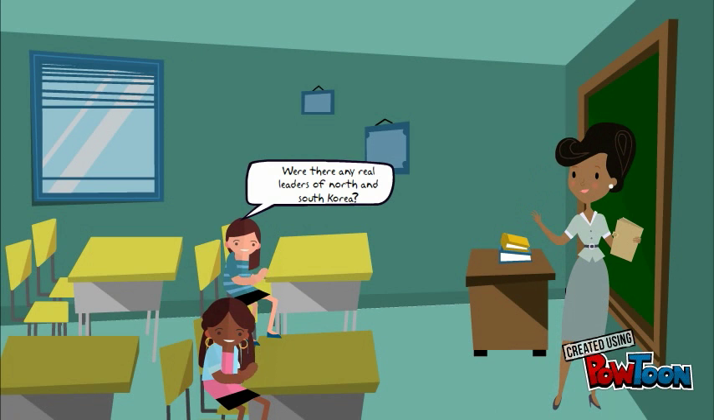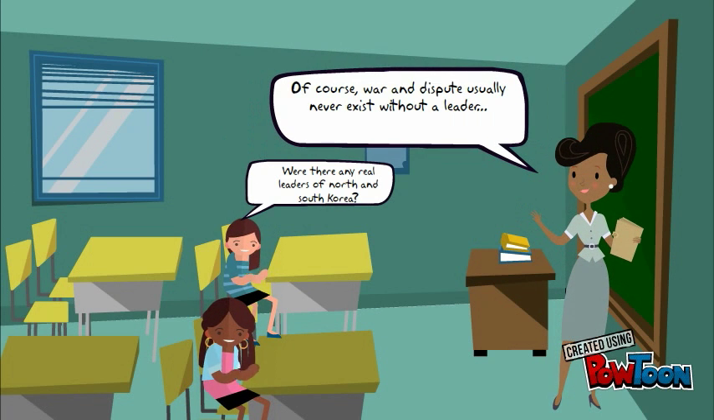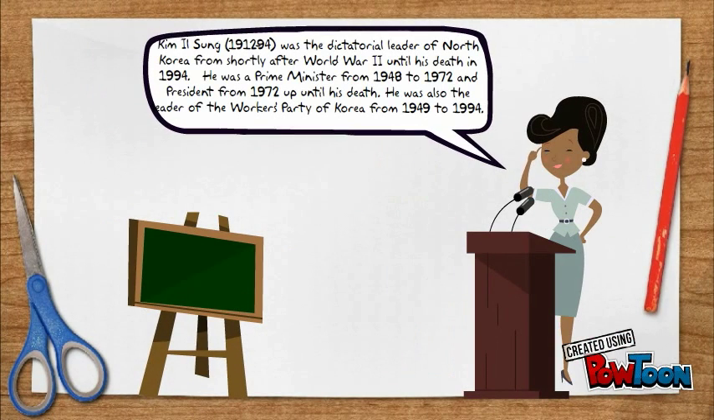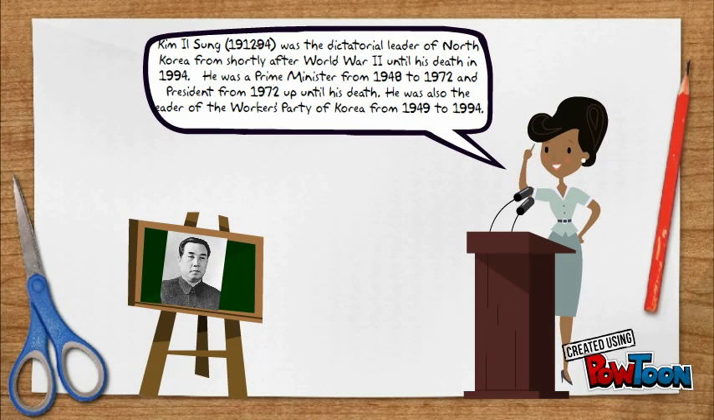Were there any real leaders of North and South Korea? Of course. War and dispute usually never exist without a leader. Kim Il-sung was the dictatorial leader of North Korea from shortly after World War II until his death in 1994. He was a prime minister from 1948 to 1972 and president from 1972 up until his death. He was also the leader of the Workers' Party of Korea from 1949 to 1994.